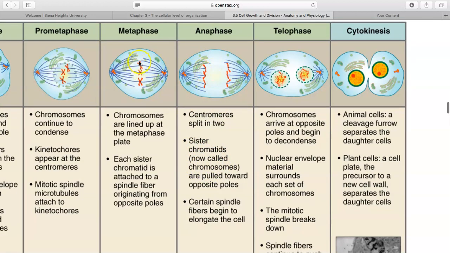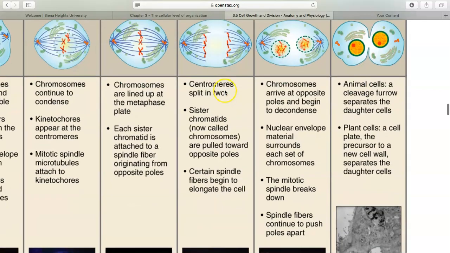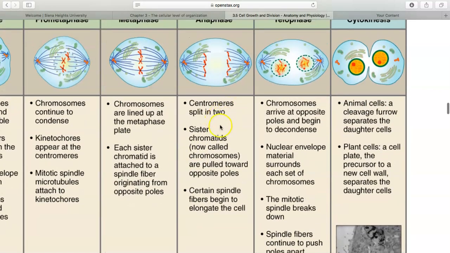So this is like a duplicated chromosome. When it's pulled apart, there's one chromosome, two chromosomes. Okay? See how the terminology can sort of get a little confusing sometimes, but I think it'll be okay. So certain spindle fibers will begin to elongate the cell. You can see that the cell is sort of getting longer.